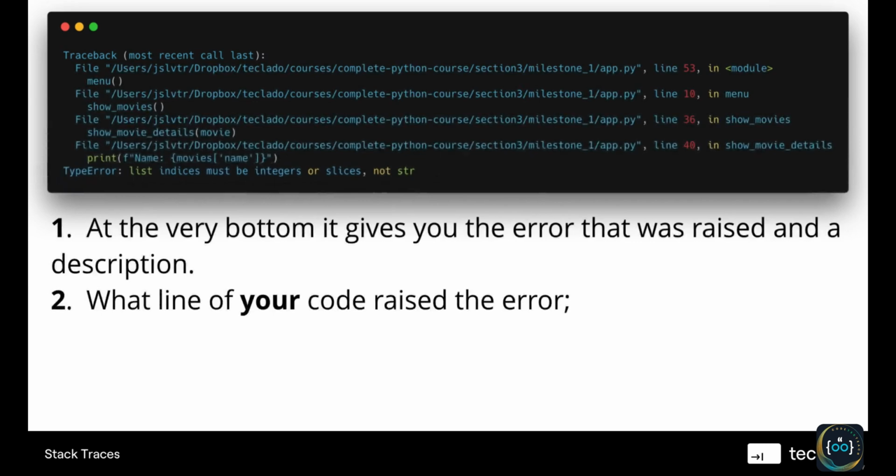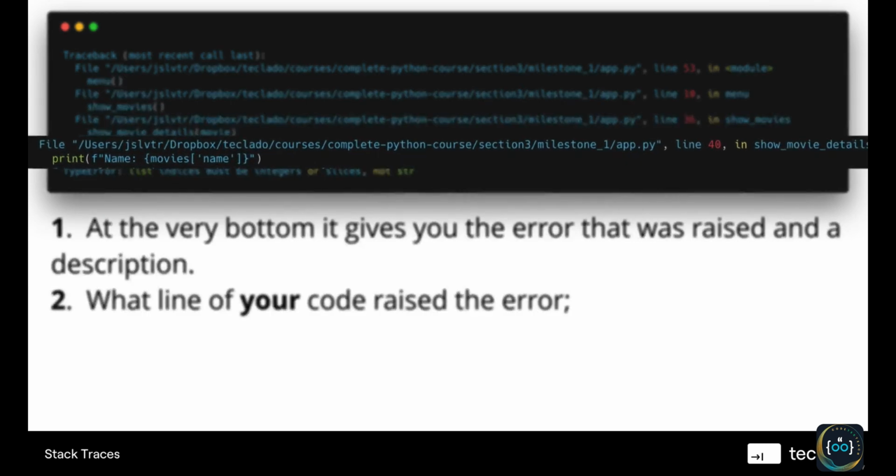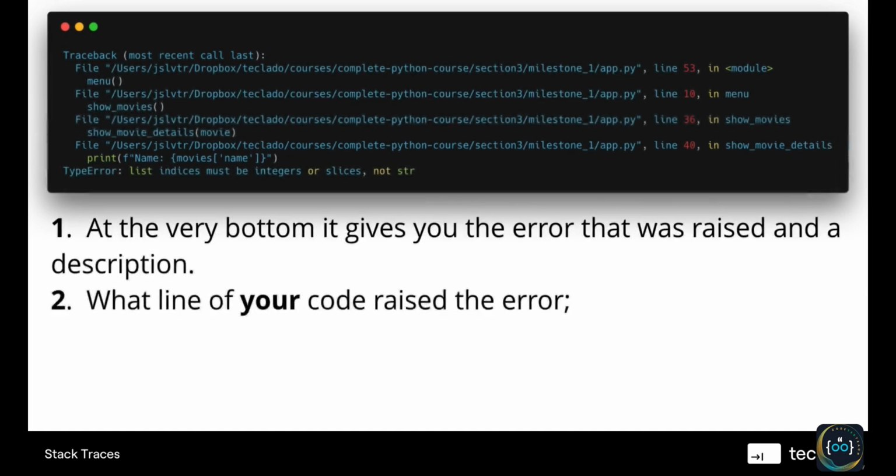Then it gives you what line of your code raised the errors. That's the very next line above the type error. In this case, the line that gave us an error was print, and then a formatted string that says name, and in curly brackets, movie's name. So this is the line of our code that gave us the error.